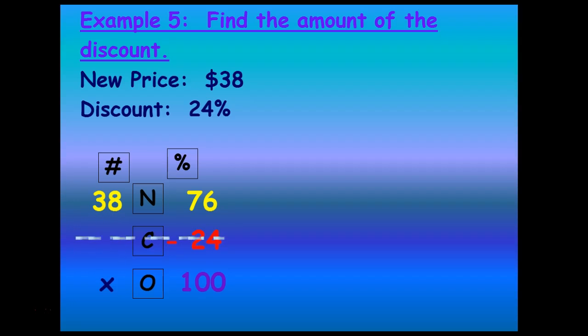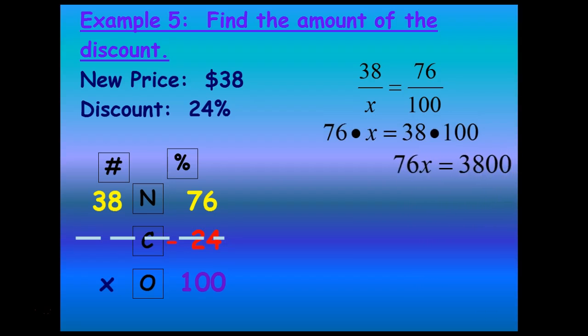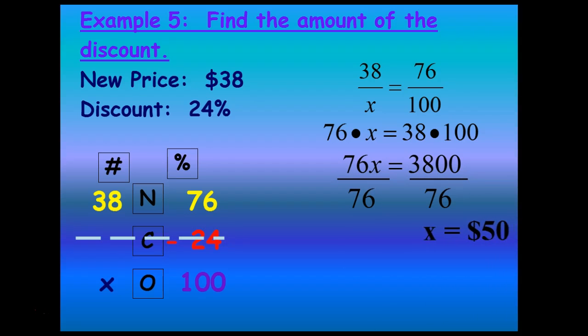So if we look once again, that middle row is still the row that we don't have something on both sides. Our resulting proportion is 38 over X equals 76 over 100. 76 times X is 76X, and 38 times 100 is 3,800. To solve this simple one-step multiplication equation, we divide both sides by the number next to X, which is 76, and we're going to get X is $50. Now, that $50 represents our original price.